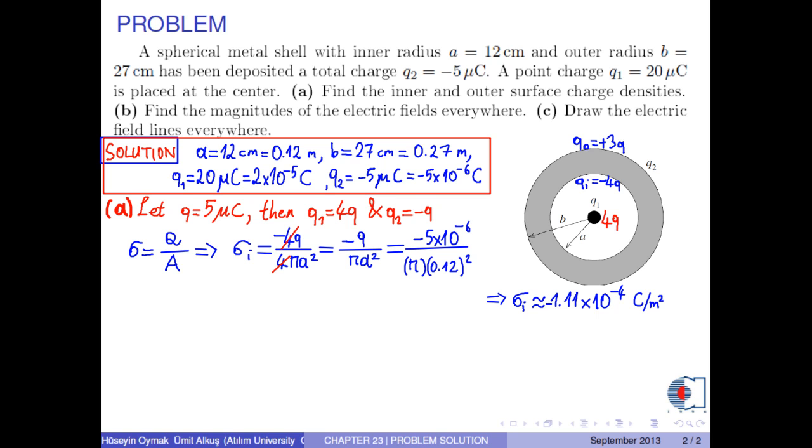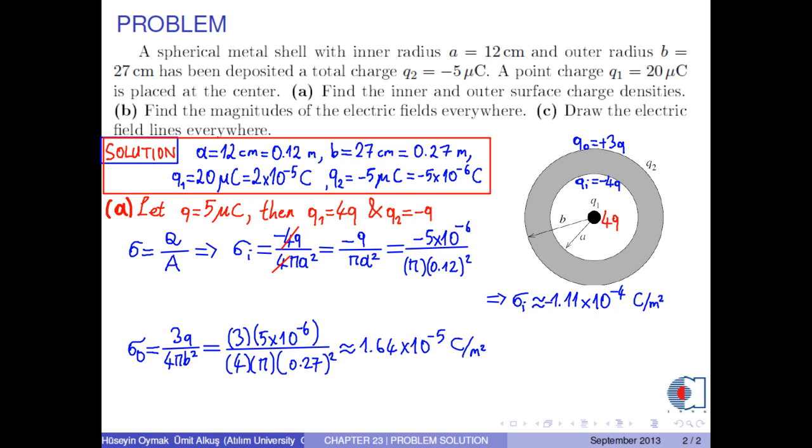Similarly, the outer surface charge density, sigma O, has the form 3Q over 4 pi b squared. If we substitute the numerical values into this formula, we obtain the outer surface charge density as approximately 1.64 times 10 to the -5 coulombs per meter squared.